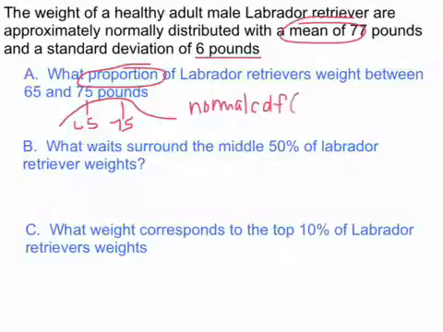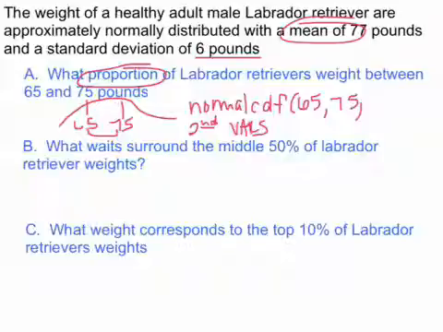And remember, to get there, we press second, VARS. Choose normal CDF. Then we go furthest to the left, which is 65. Then furthest to the right, which is 75. Then the mean, which is 77. Then the standard deviation. When you press enter, go 4 decimals and you'll get your answer.